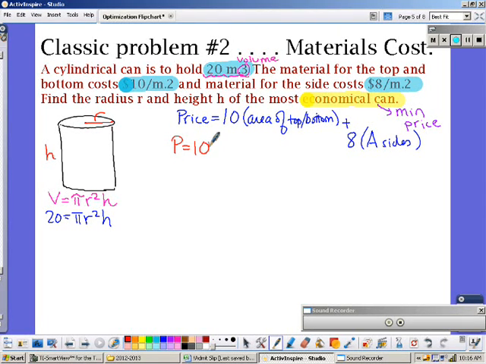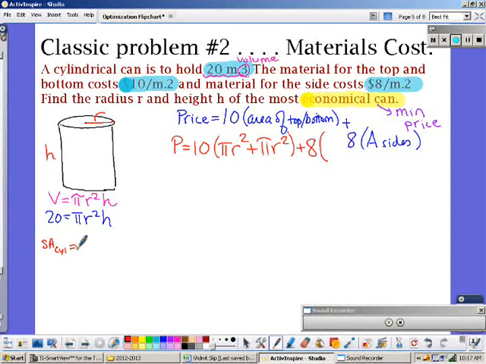The first thing I notice is that the top and bottom of a cylinder are both circles, and so in order to find the area of the top and the bottom, we just know that the top is a circle, its area is pi r squared. The bottom is also a circle, so its area is pi r squared. Now we've got to do $8 times the area of a side. Now the area of the side is a little trickier, but luckily for us we remember the formula for the surface area of a cylinder.